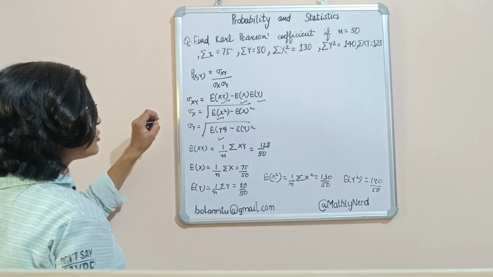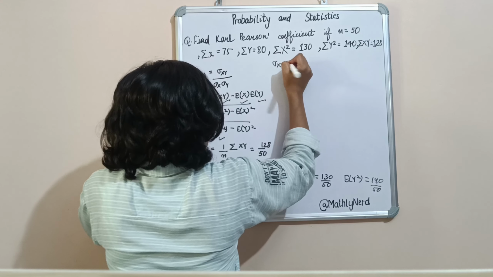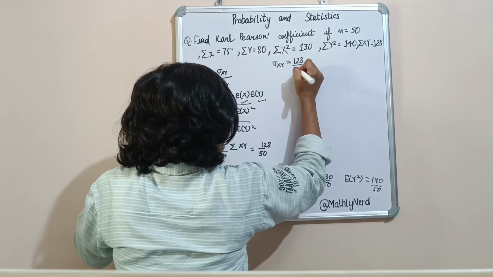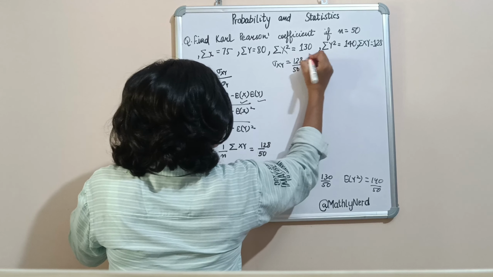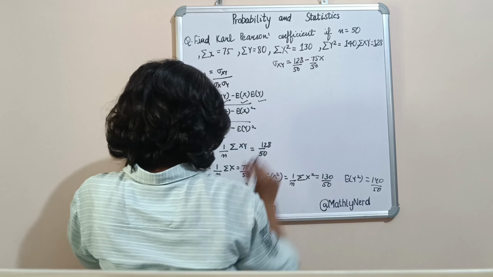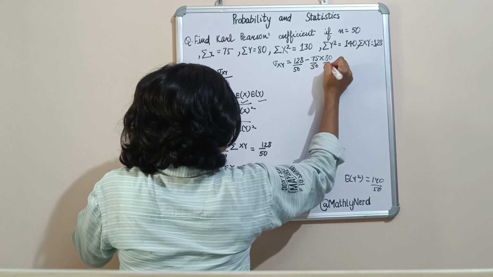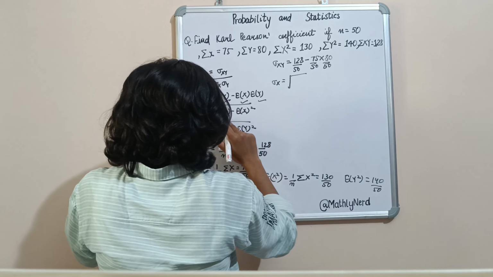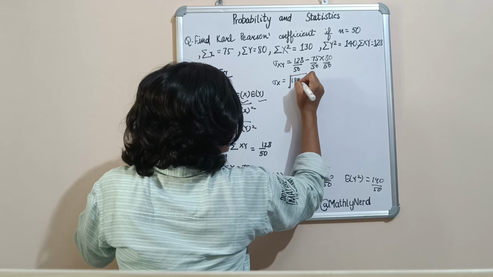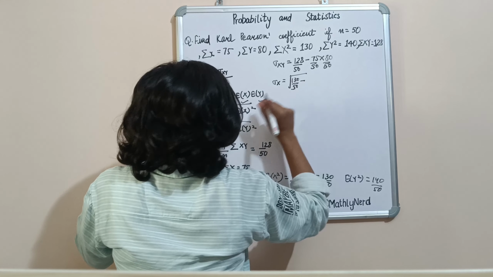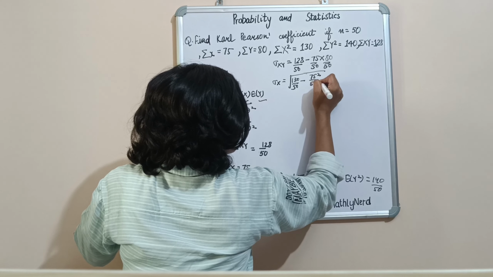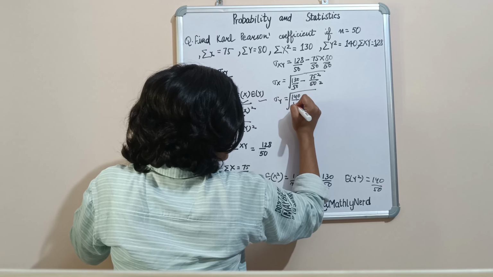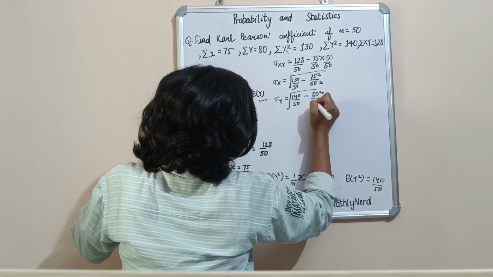Now we have to calculate these three values. So σxy will be equal to 128 by 50 minus E(x), 75 by 50, multiplied with E(y), 80 by 50. σx equals under root of E of x square, 130 by 50, minus (E of x) square, 75 square by 50 square. σy equals under root of E of y square, that is 140 by 50, minus 80 square by 50 square.